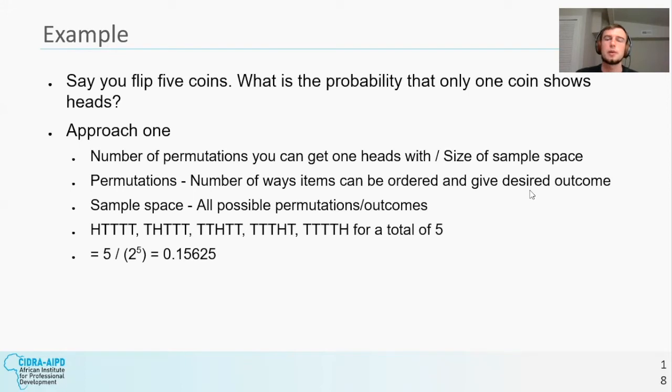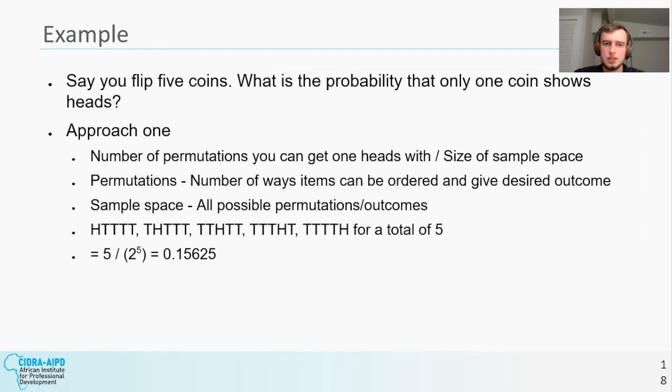All right, so now we're going to move on to a slightly different example. Let's say we have 5 coins and we flip them all. What's the probability that only one coin shows heads under this universe? One of the formulas you can use is that the probability of only one situation coming true is the number of permutations you can get the situation with, the number of ways you can get one heads, divided by the size of the sample space. How many possible outcomes of the experiment are there?